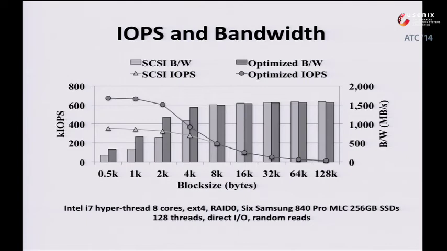Okay, so for evaluation, we've employed 6 Samsung SATA 3.0 SSDs connected on a single Intel Z87 chipset. It's running on AHCI. The workload was parallel direct I/O random reads with 128 threads. It's really parallel, and we varied the block size of the random reads. The lines are the measured IOPS, and the bars indicate the bandwidth of each measurement.